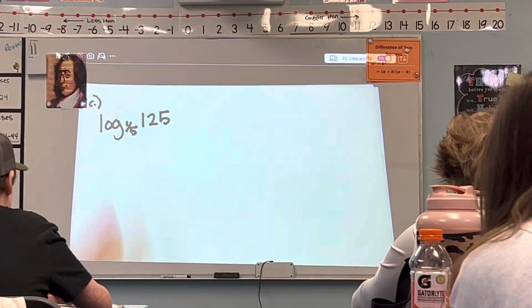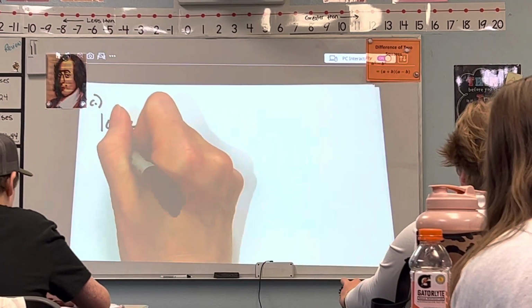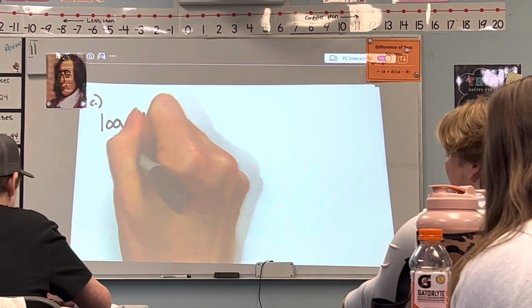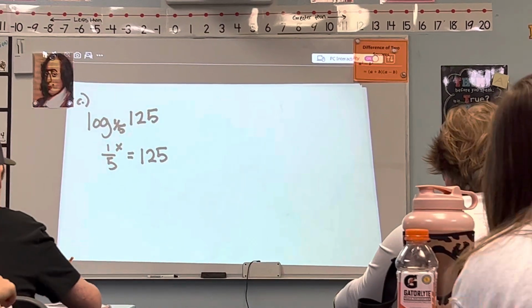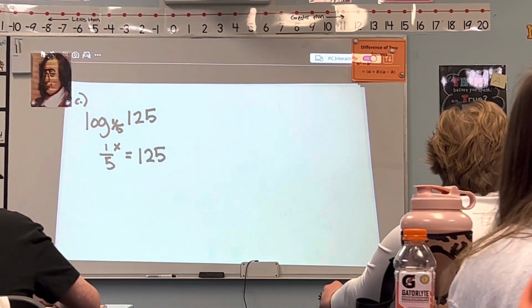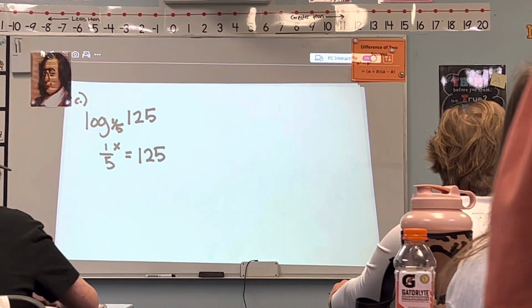Okay. 1/5 to what power equals 125? And if you want to write it like this, you can. This helps you. 1/5 to what power equals 125? Oh, I got it. -5. Close. No. -2.4? Is it -4?